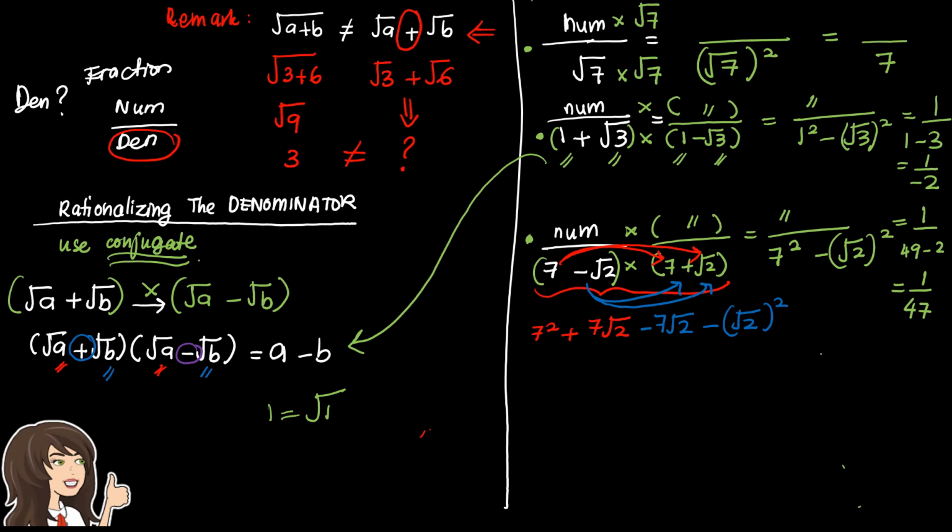Okay, guys, please look at this part. Is it the same thing? Yes. So you cancel each other. At the end, you will get the same as on your right. Okay, here. So it's 7 square minus surd 2 square.